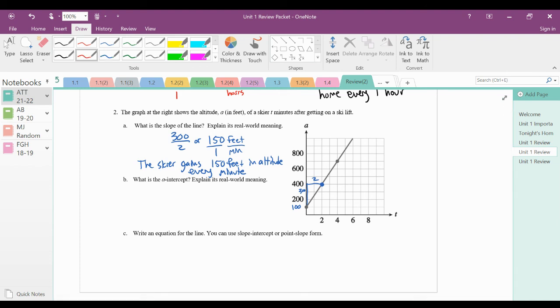Our a-intercept in letter B occurs when t equals 0, or at the beginning here. I can see that point in red. That's at 0, 100. All right, that's even before getting on the ski lift. Before the ski lift even starts, the skier is 100 feet in altitude. So the skier starts or begins at an altitude of 100 feet.